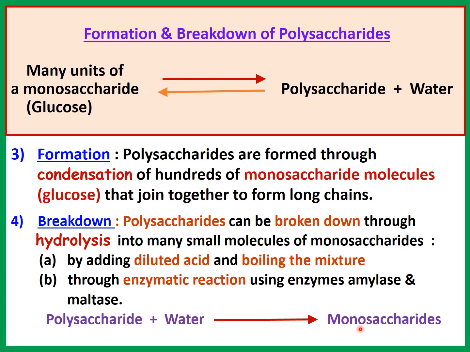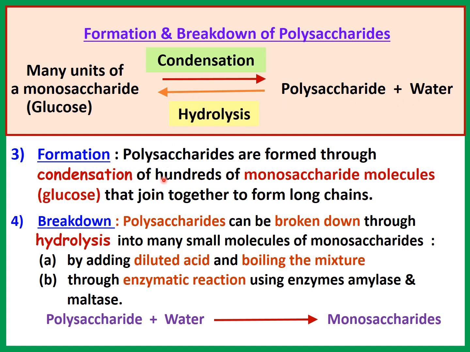Monosaccharides. Okay, so let's fill up the blanks here on top of the arrows. Now, many units of monosaccharides become a polysaccharide plus water. What is the name for this reaction? So from smaller molecules to bigger, more complex molecules, the process is condensation. And the reverse process below here is hydrolysis.